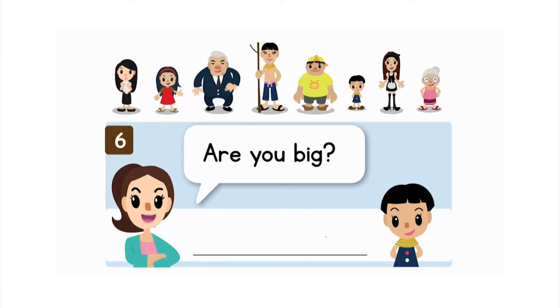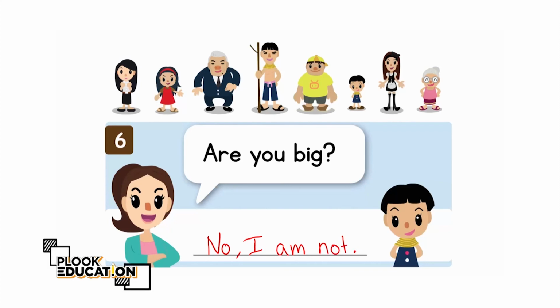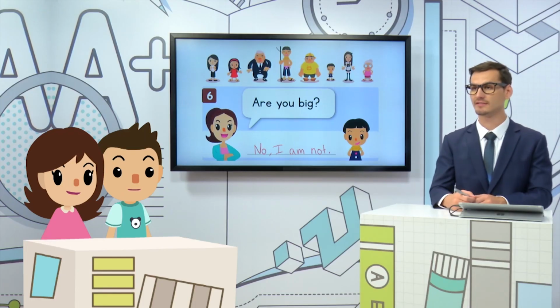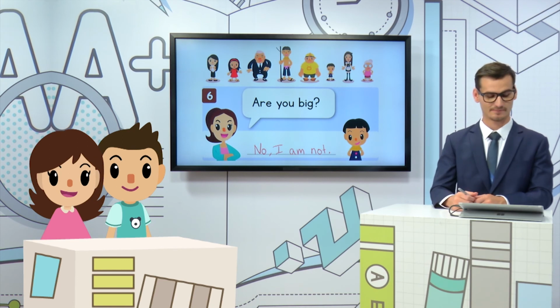Are you big? Wow, she looks pretty big to me. No. She's not? No. Then what is she? Small. Oh, okay. She's small, right? Yes. Are you big? No, I am not. Good job. That was perfect. Are you big? No, I am not.